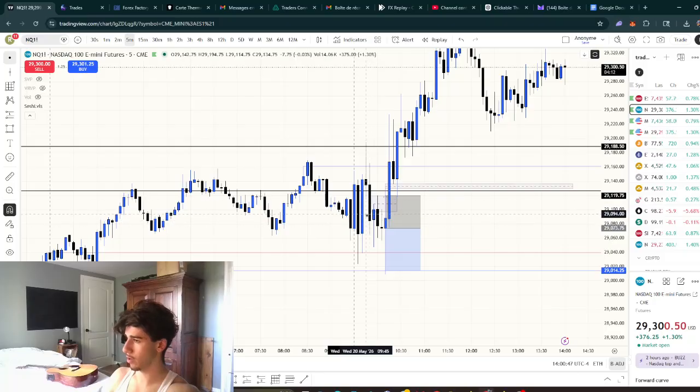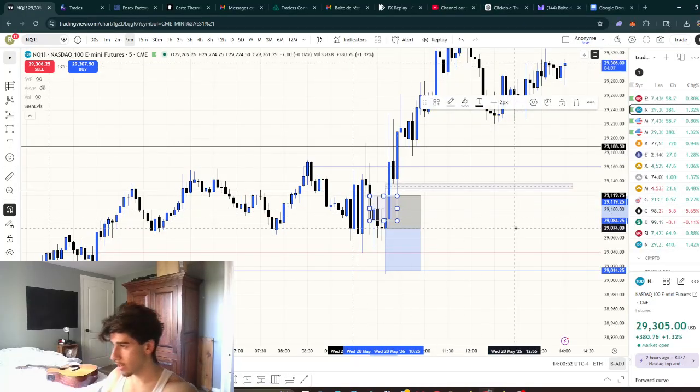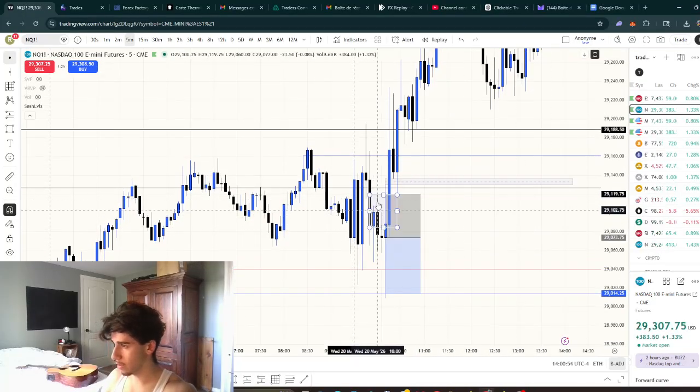a beautiful bearish candle creating a 5-minute fair value gap right here that we totally respected on this candle.